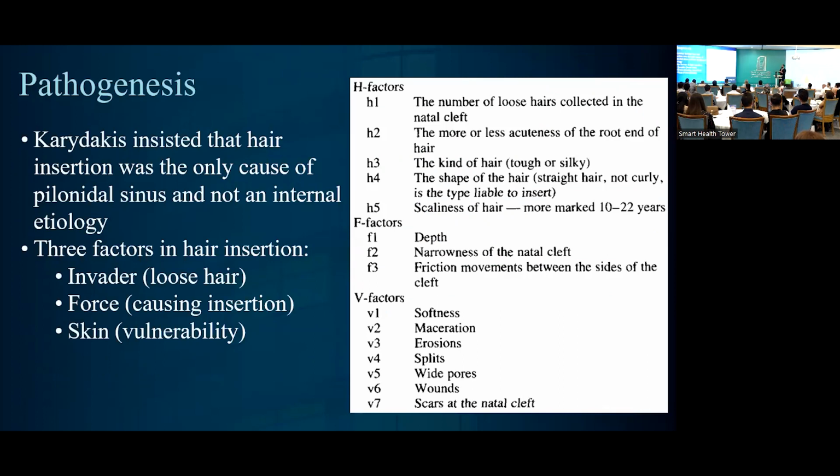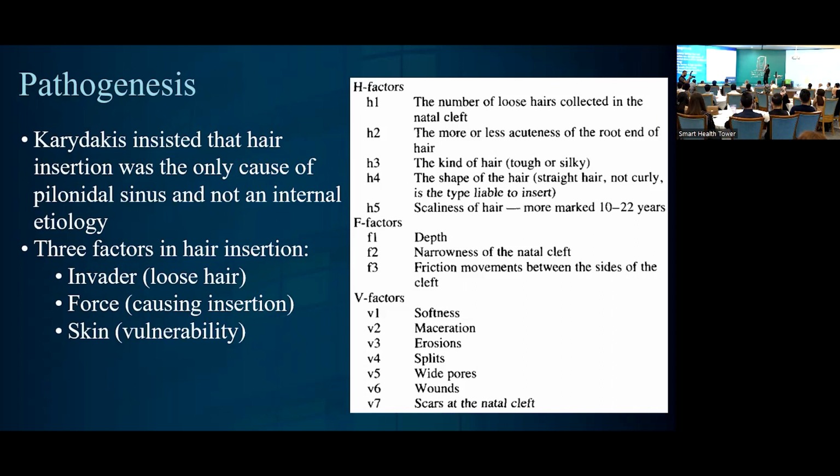But then Karydakis argued that no, it's not actually the abnormality of the hair follicle that leads to the disease, but the only important event in the pathogenesis is the insertion. And he has done thousands of cases, and based on his own research, he firmly believes in this theory. He developed an equation of three major factors involved in the pathogenesis of the disease. These are related to the hair itself, and then we have factors related to the insertion process of the hair, and thirdly, the skin. So the more of these factors that you have, the higher your risk of developing pilonidal disease.